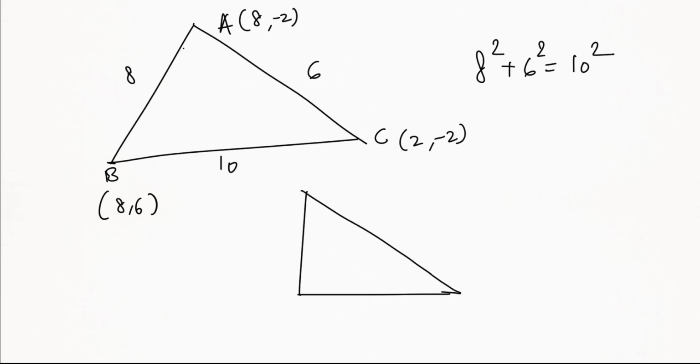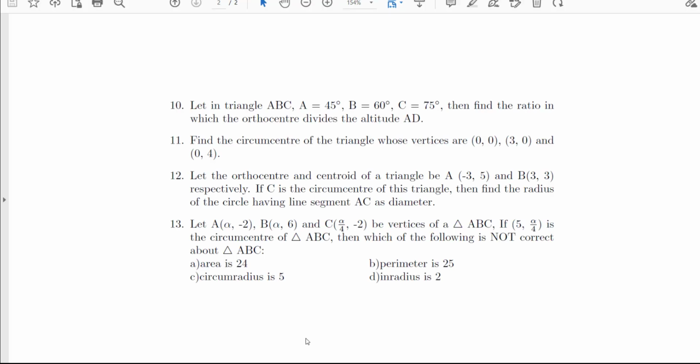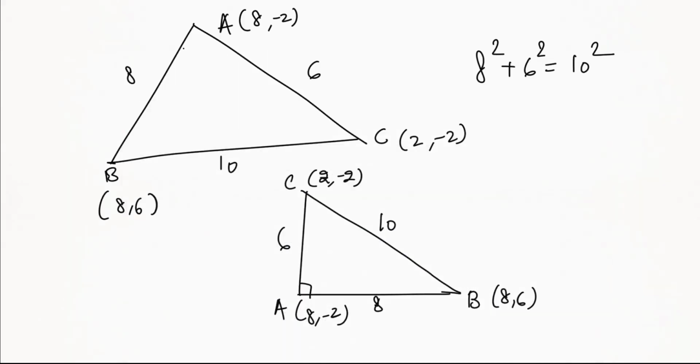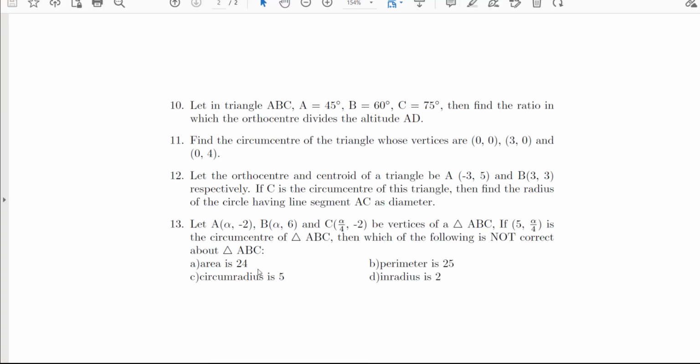So this will look like this one. C 2, negative 2, A 8, negative 2. This will be this side, right? B 8, 6. This is a right angle triangle. Why am I drawing like this? Because AC is 6, AB is 8 and this is 10. Now we have the triangle. There are a few things given for this triangle. We have to eliminate which one is not correct. Area is what? Let's calculate. Area is 1 by 2 base into height, 8 into 6, 24. Is this matching? Area is 24, so this is correct.